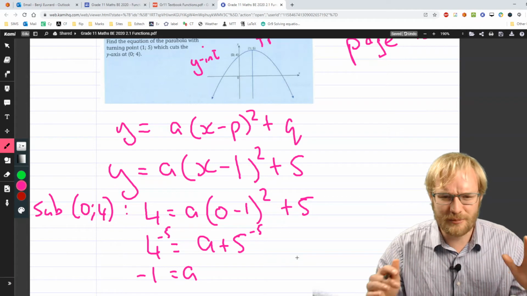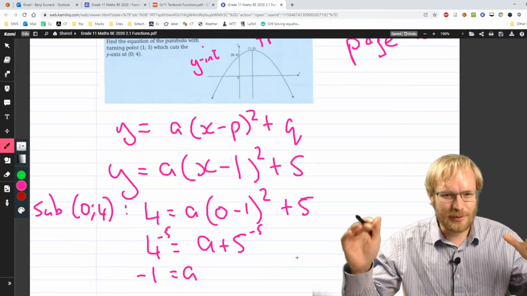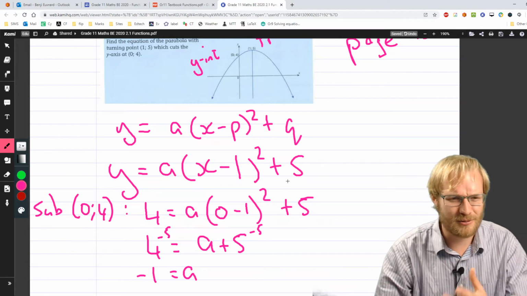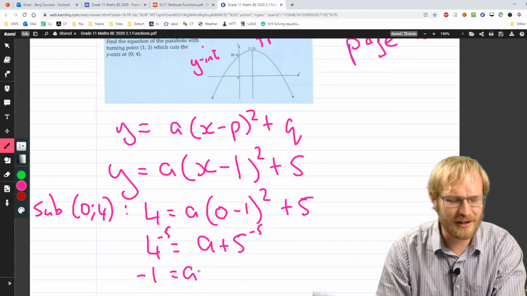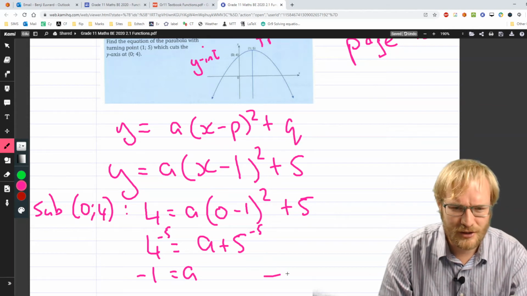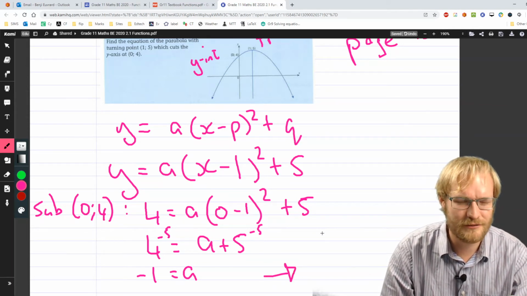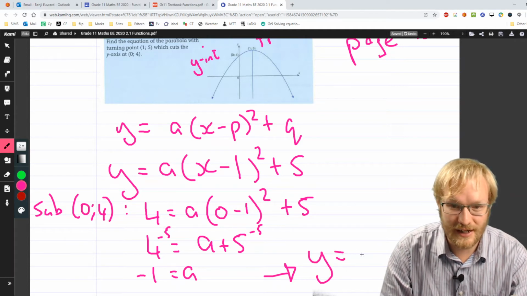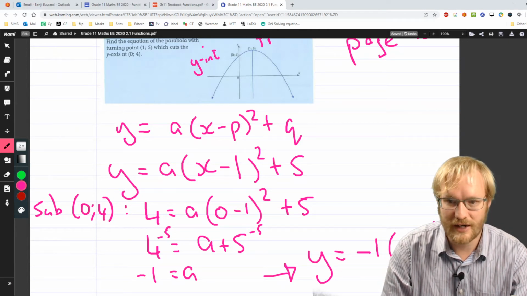And some of your feedback was saying, you've got a sad parabola and the turning point's down there. It's good just to keep that in mind, to think, well, a should be negative. If it came out positive, we'd just check our working somewhere. So from there, let's finish it all up and say y equals a is negative 1, so negative 1, x minus 1 squared plus 5.